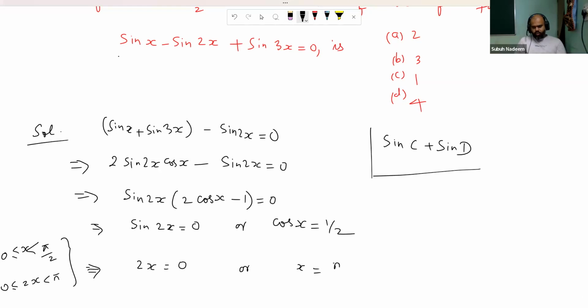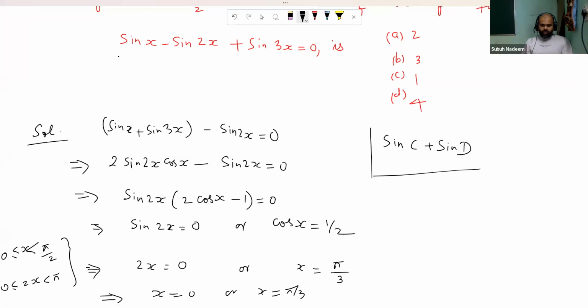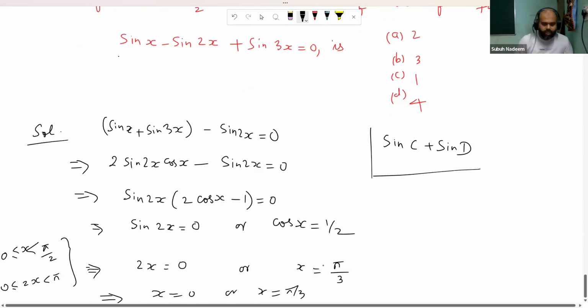And from here you are getting x is equal to pi by 6. No, it will be pi by 3, since cos pi by 3 is half. Sir, if cos x is 0 then it will be pi by 6, right? Cos x is half at what angle? 60 degrees, that is pi by 3. So you will get x as 0 or x as pi by 3, which means the number of solutions are 2.